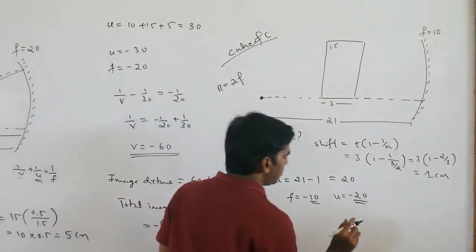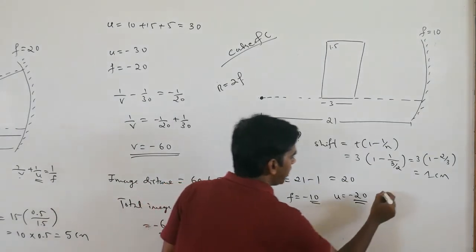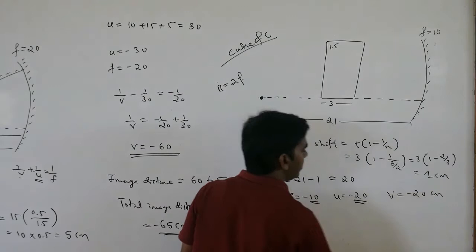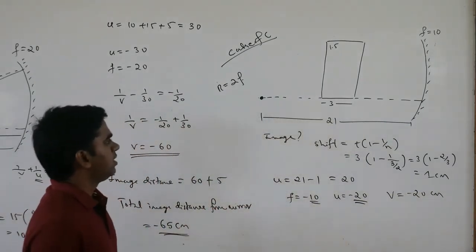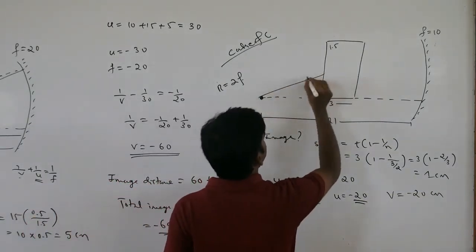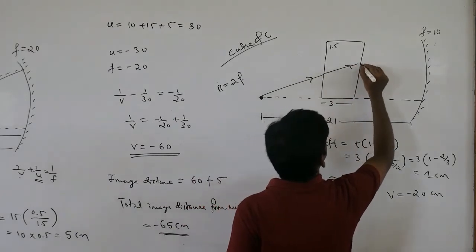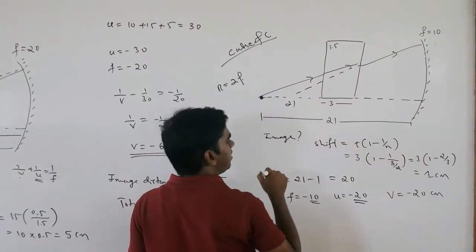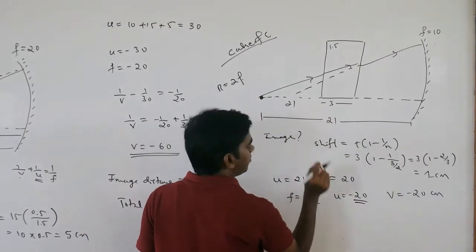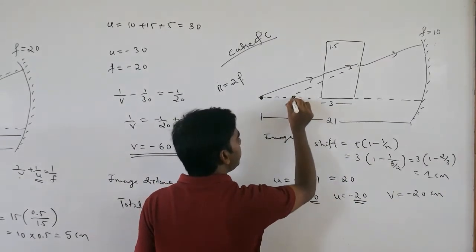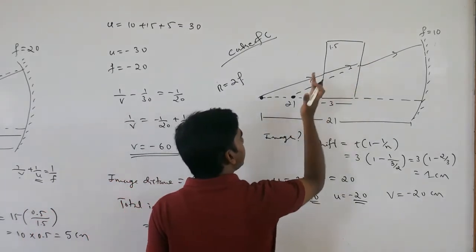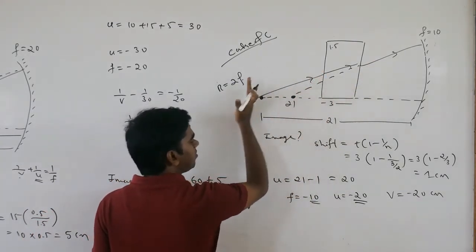So no need to apply the formula and waste time. You can directly write V equals again minus 20 centimeter. But when the light goes from here, it will bend this side. Again this will bend. This is 21 centimeter. This V means that the image will form here only, but the image will not form there. Again while coming back, it will shift away from the glass slab.